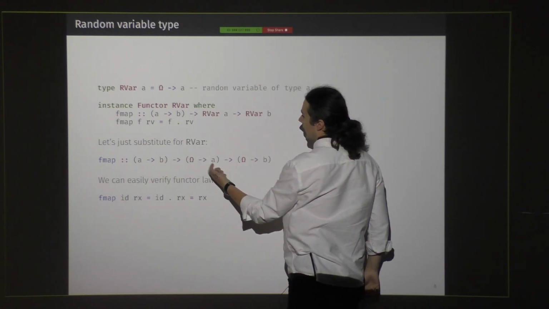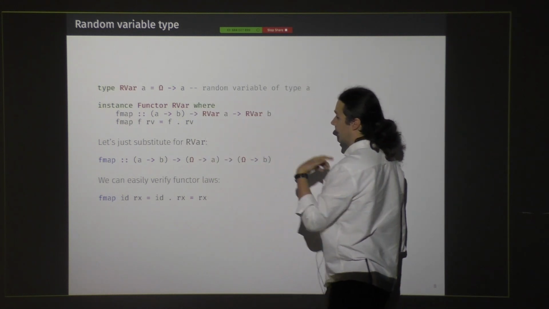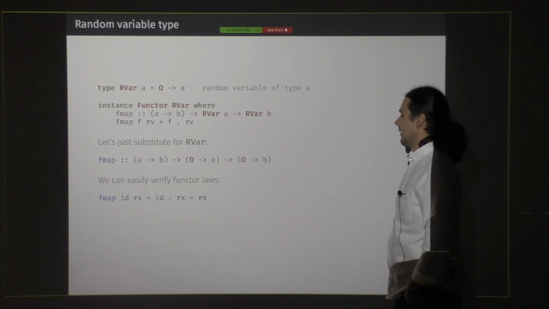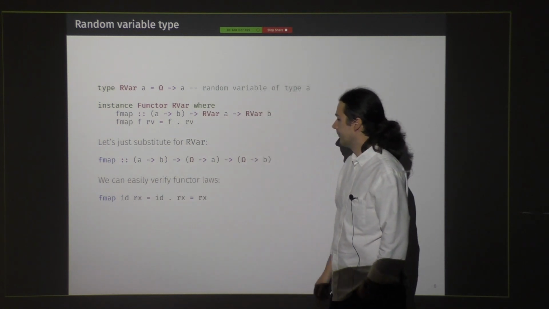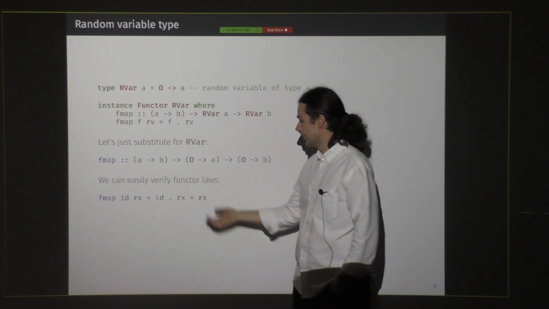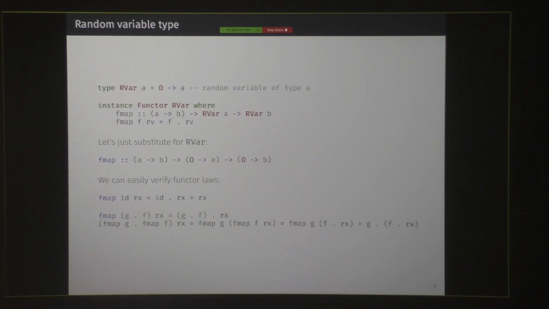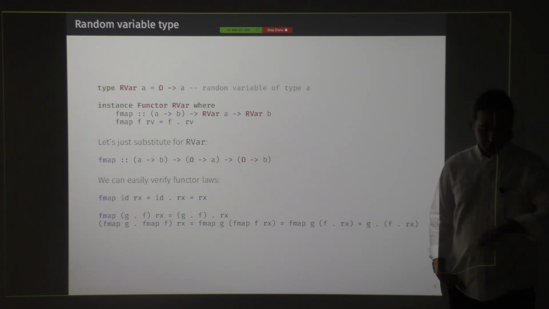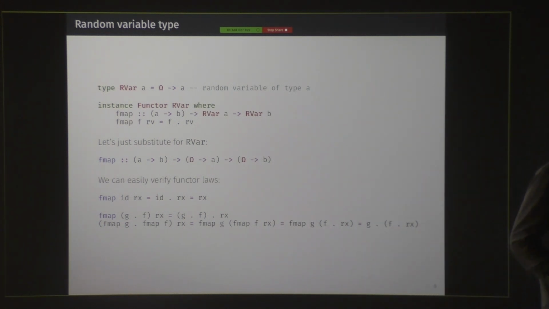So RV is this function, from omega to A. F is from A to B. So we chain them, and in the end we get from omega to B. That's fine. And the functor laws are quite easy to verify. First, fmap identity is identity. So we substitute the identity function, we can cancel out. That's true. The second, that it composes nicely, is again a matter of rewriting things. So nothing really complicated. Maybe let's not stop on that for too long.